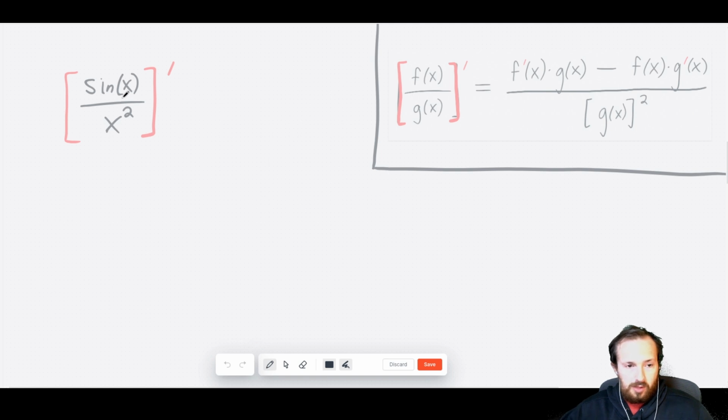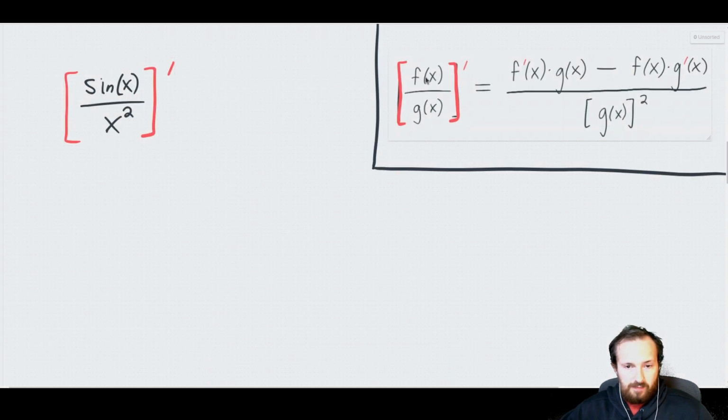So according to this, what would f of x be? It's the thing in the numerator, and that is important, by the way. With the quotient rule, you can't swap f of x and g of x. You can actually get away with that in the product rule if you swap f of x and g of x because it's symmetrical. This one is not symmetrical. If you mix up f and g, you will get it wrong. So you have to be very, very careful about which one's which.